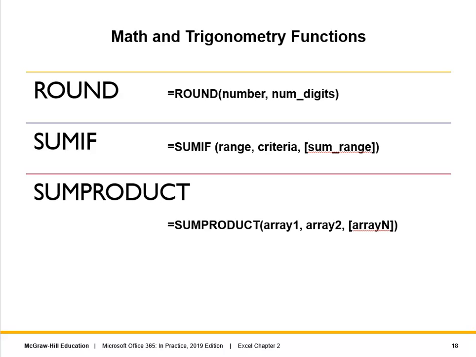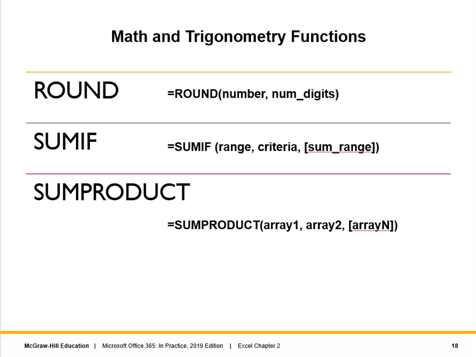When the number of digits argument is greater than 0, the value is rounded to that number of decimal places. You can use a negative number for the number of digits argument, which rounds the value to the left of the decimal point. Make sure you understand the results when you round to the left of the decimal point.